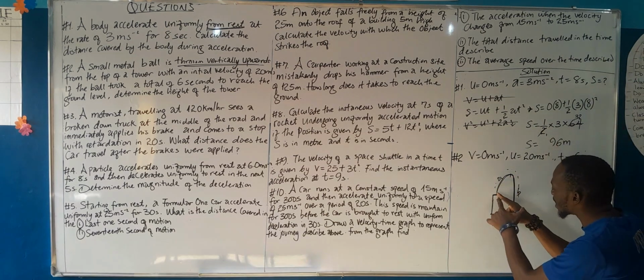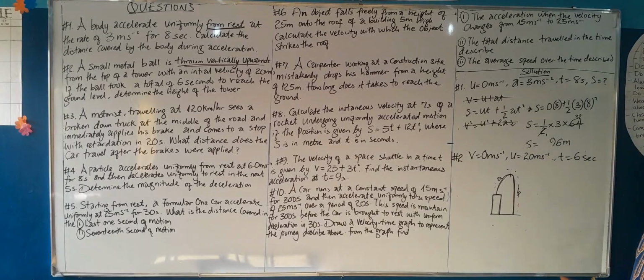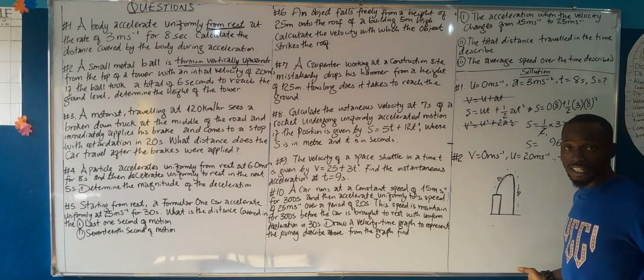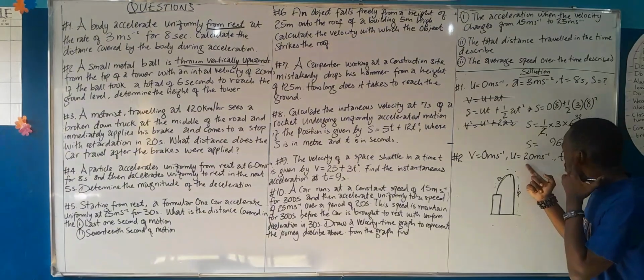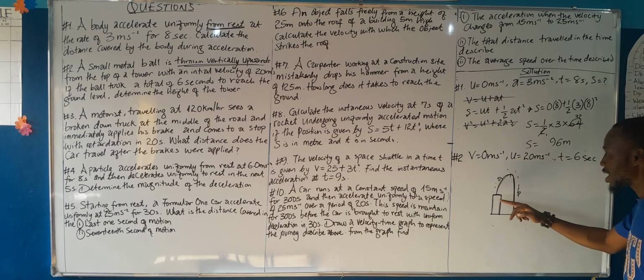Now, this is vertically upward, right? Let's look at all the values that are given to us for vertically upward. V automatically is 0 meter per second. U is 20 meter per second. That's all. This time is not included because this time covers both vertically upward and downward, everything.